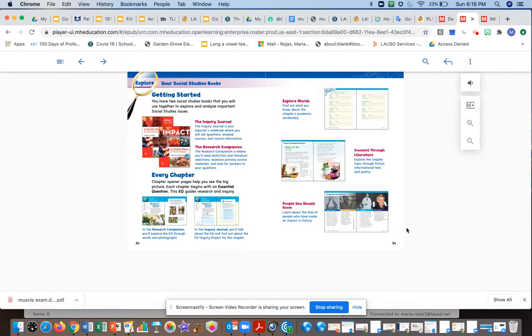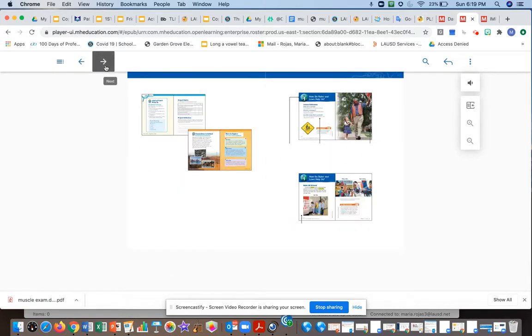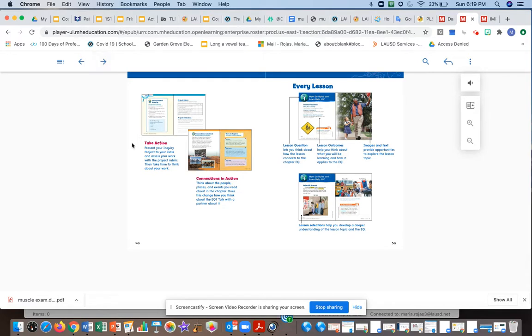Okay, let's go to the next page. You're going to take action by presenting your inquiry project to your class and assessing your work with the project rubric. Then take time to think about your work. Connections and actions: think about the people, places, and events you read about in the chapter. Does this change how you think about the inquiry questions? Talk with a partner about it.